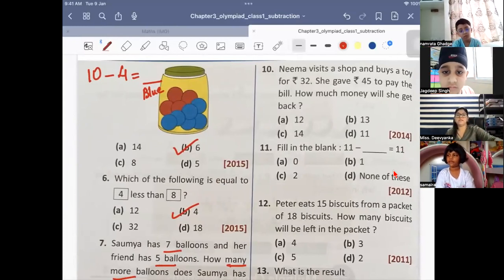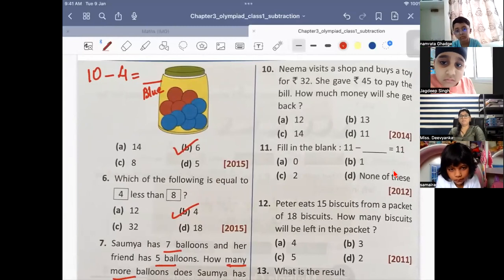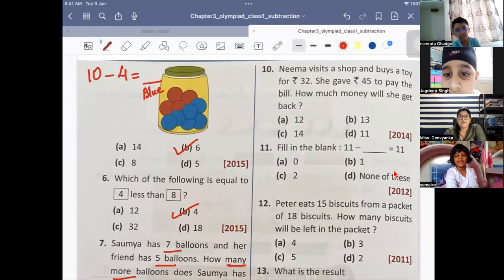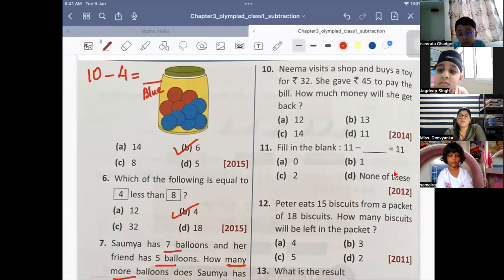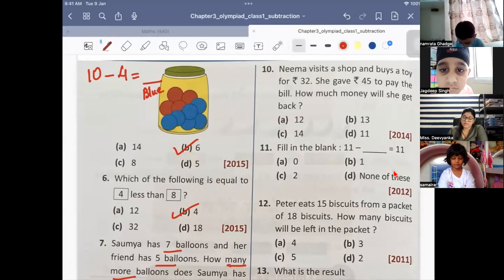Tell me the answer for this. Can we subtract from a smaller number? 32, yeah, do it. She gave 45 and 13. Sorry, 13. Okay, what about others? What is your answer? Same? Okay. And Ayansh, what about you? So the answer is 30.